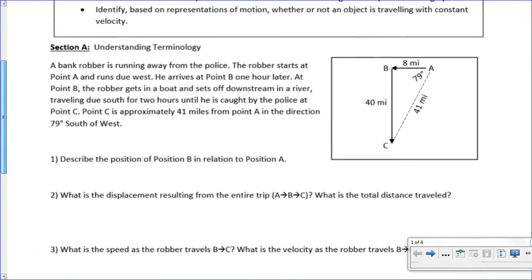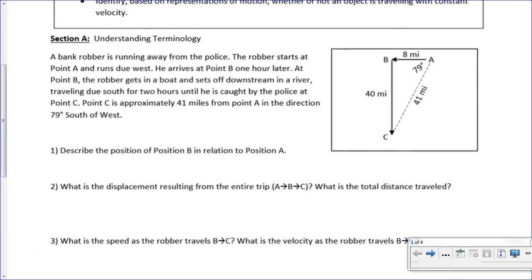So going down here, we have another one of these problems where I have a person traveling in a path, and in this path we're going to use some of the vocab words we've been using throughout. The story problem is a bank robber running away from the police. The robber starts at point A, runs due west, and arrives at point B 1 hour later. At that point, the robber gets in a boat, sets off downstream in a river, traveling due south for 2 hours until he's caught by police at point C. Point C is approximately 41 miles from point A in the direction 79 degrees south of west.